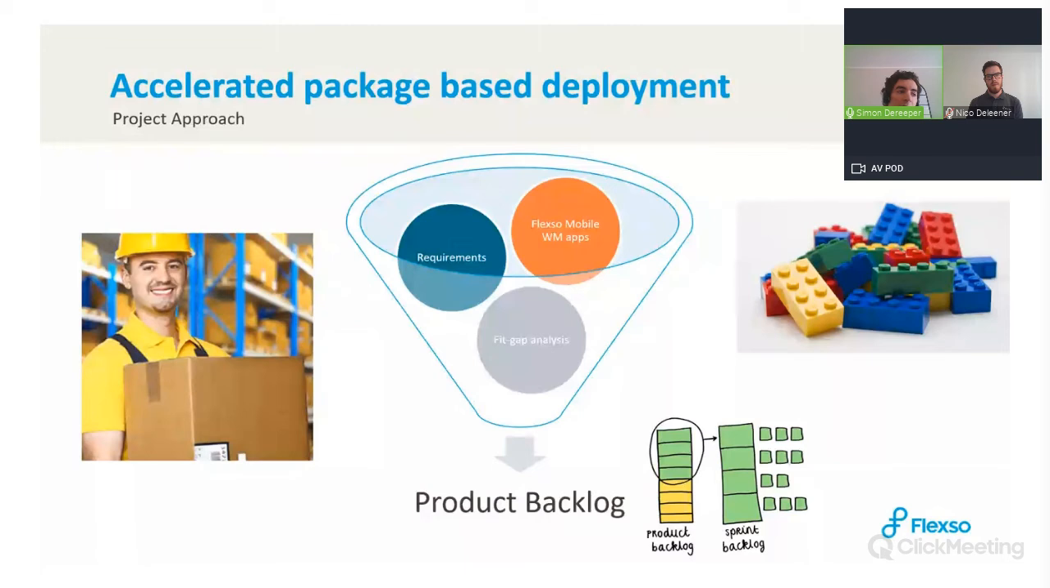So here then we have some deltas, and those deltas, we also take them into account to develop and to further adjust our mobile WM applications. All this together is in fact our product backlog, our scope, in other words, for the project. And of course, we work in small sprints in this way to be able to communicate much faster to the client.